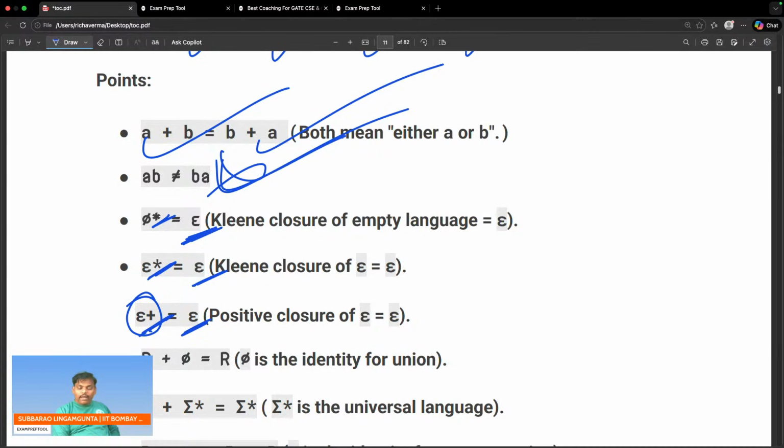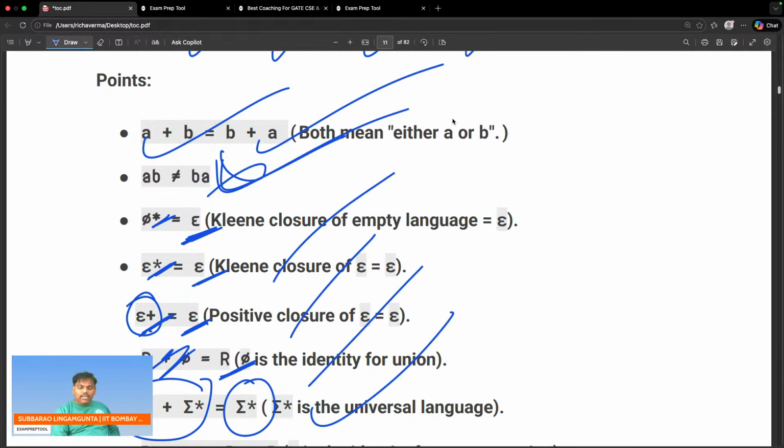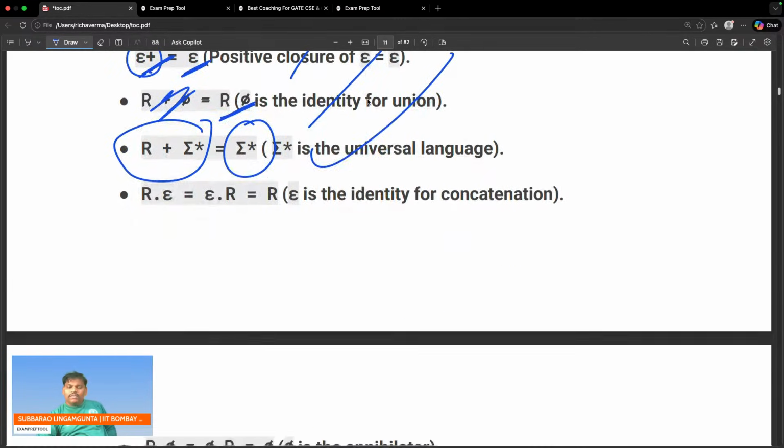Next one, R plus Φ. Φ means nothing, so it means R. Next one, R plus Σ star. Σ star means everything. Everything union anything is everything. So these are normal things, very small things. You can just listen one time.